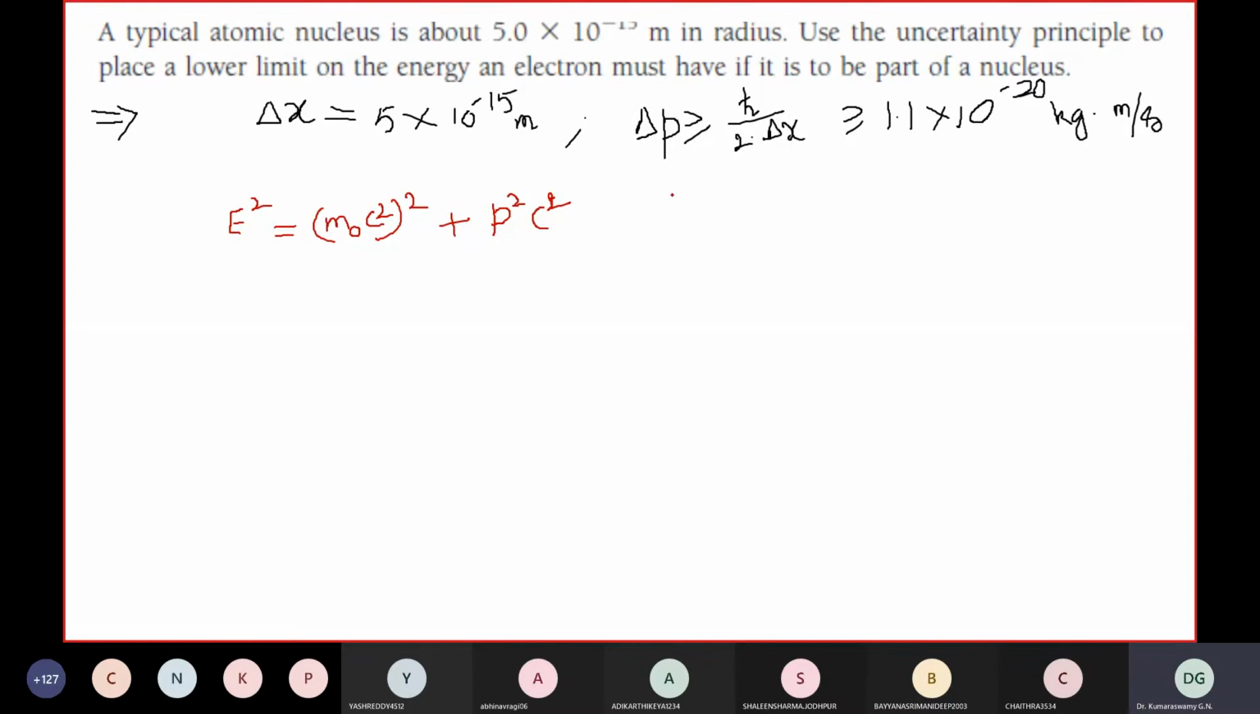This is a relativistic relation for a particle which is moving with a great velocity. This is the total energy. This is the rest energy, and this is the energy due to the movement, that is the kinetic energy. But here, kinetic energy will be so high that the rest energy can be neglected. So the particle's energy E is equal to p into c.